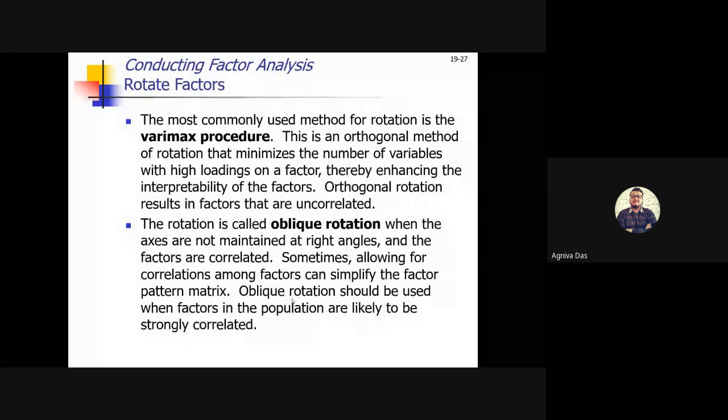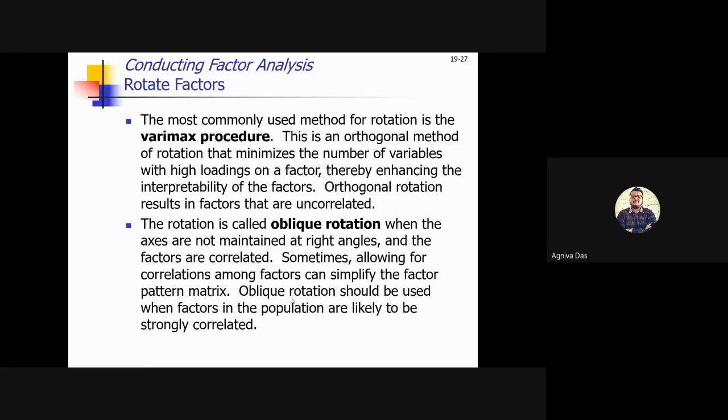The other kind of rotation that is common is called oblique rotation. Here the axes are not maintained at right angles, and the factors are correlated. Sometimes just allowing for these correlations can simplify this pattern matrix. Again, oblique rotation is more used when the principal axis method is used rather than the principal factor method.